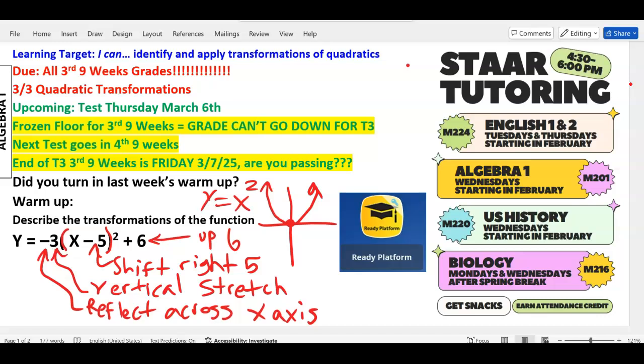Unless you're not passing, then you need to work on some stuff for the third 9 weeks. And if you need to do corrections, I'm going to get that to you. That's your priority. Get passing for the third 9 weeks. And then quadratic transformations practice. Sound good? Here we go.